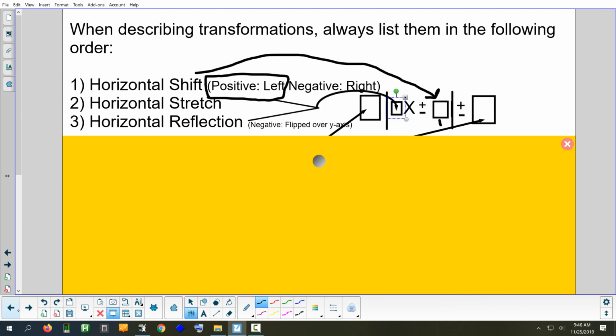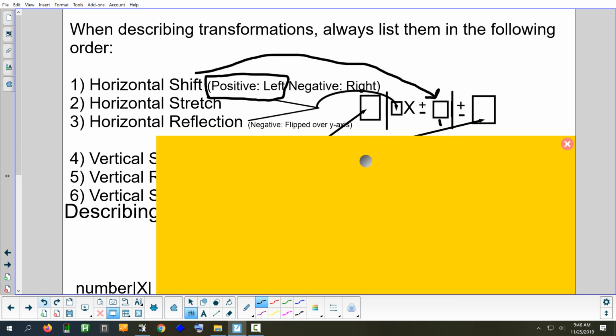So notice box 1, 2, and 3 all start with what word? They're all horizontal, and that's because they're all inside the bars. Anything inside the bars does horizontal stuff. So if inside the bars is horizontal stuff, what do you think outside the bars is going to be? Vertical. So 4, 5, and 6 are all vertical. And we're going to have the same things: shifts, stretches, and reflections.